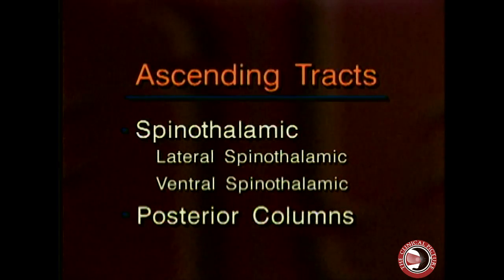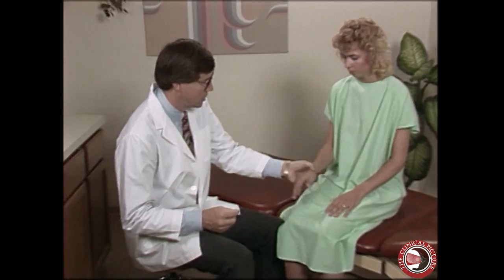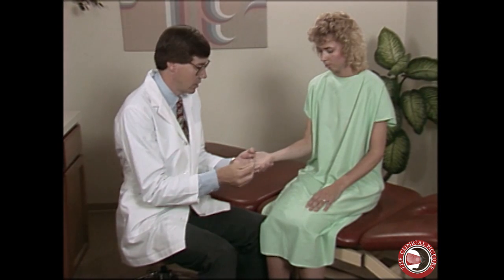Now let's look at the ascending tracts of the spinal cord. There are primarily 2 ascending or sensory tracts which the clinician should be familiar with. These tracts include the spinothalamic tract, which includes the lateral and ventral portion, and the posterior columns. In evaluating the lateral spinothalamic tract, we're looking for sensations of pain and temperature. Pain is evaluated by pricking the patient with a pin and seeing if it hurts. So we're going to check this patient for pain.